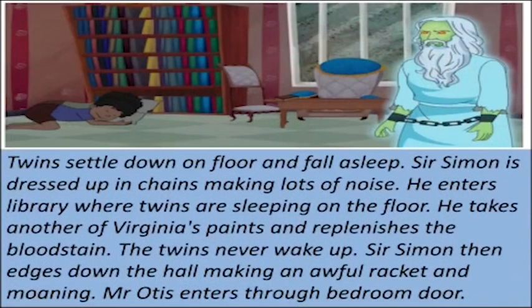In this scene we can see that Sir Simon is in the library, and in another corner these two boys, these twins Clark and Lois, are sleeping. Twins settle down on the floor and fall asleep. Sir Simon is dressed in chains, making lots of noise. He enters the library where the twins are sleeping on the floor. He takes another of Virginia's paints and recreates the bloodstain. The twins never wake up. Sir Simon then edges down the hall, making a horrible racket and moaning.